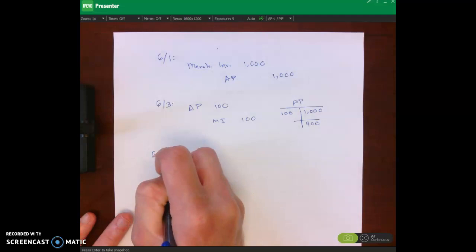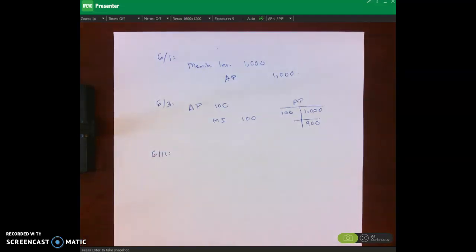Now on 6/11, I come over here and I'm going to pay the remaining $900 of my accounts payable. And since I'm on day 10 of the discount period, which is the last day of the discount period, I can take that discount. And what's the discount? It's 2%, because it says so. 2/10, 2% paid within 10 days. Take a 2% discount. All right. Now, I can't take 2% off of $1,000. Suppliers aren't that generous. I can only take 2% off of the remaining accounts payable.